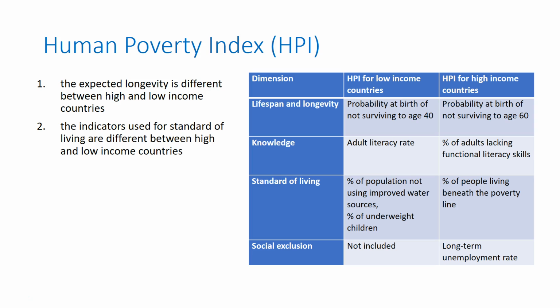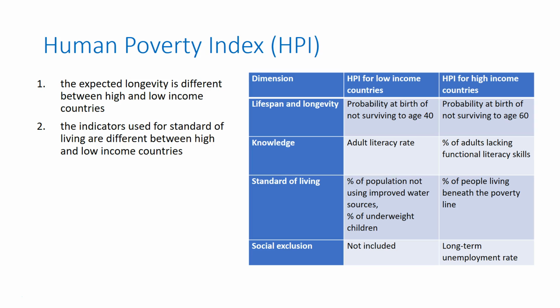So, 2 takeaways from the HPI. The first is that the longevity measurement is different between the high and low income countries. That's quite interesting. And the indicators used for standard of living are different between the high income and low income countries, as well as there not being a social exclusion criterion for low income.